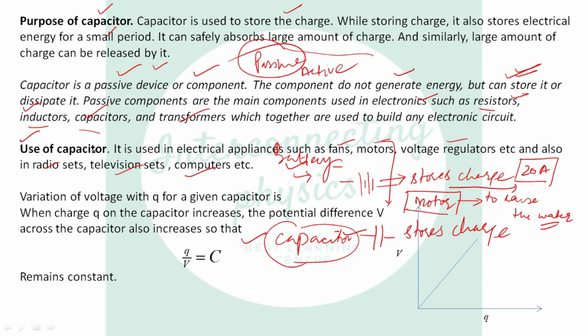Now, the variation of voltage with charge is a straight line passing through the origin. So Q over V is equal to a constant.